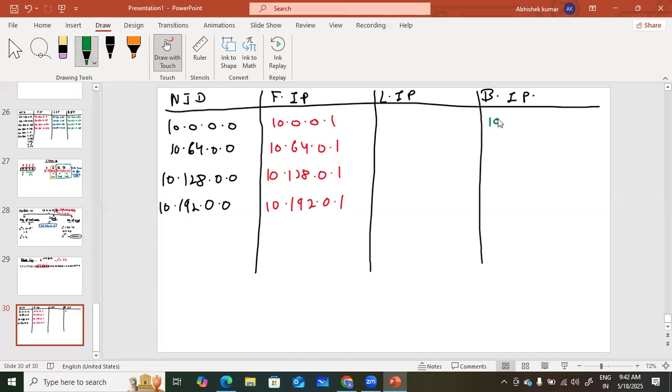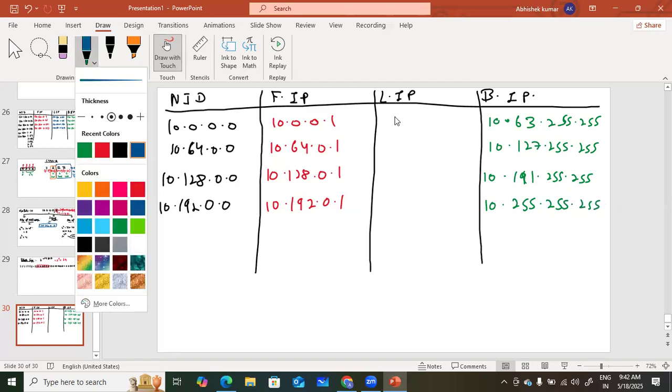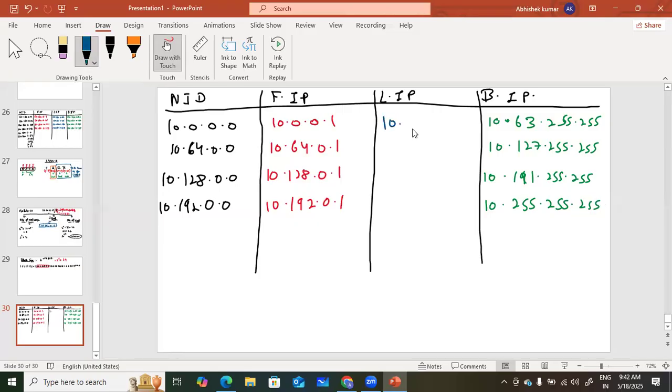It would be 10.63.255.255, right? Then 10.127.255.255, 10.191.255.255. And the last one would be 10.255.255.255.